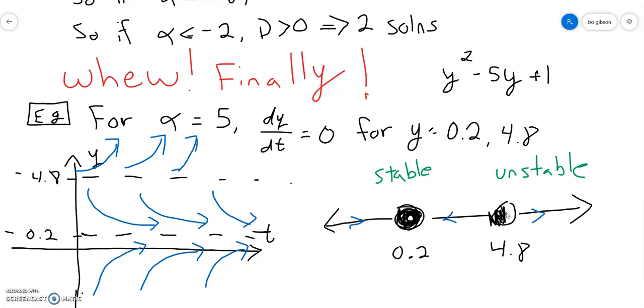The second one's always going to be unstable. Okay, so even though I chose 5 because I like having a nice concrete number to work with, I wouldn't have had to have chosen 5. Any number greater than 2 would have produced the same sort of thing. It's just these numbers would have been different.